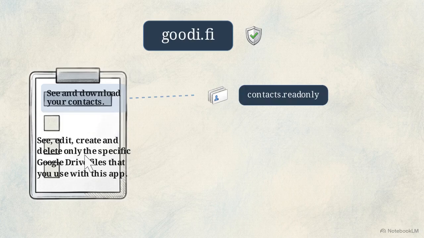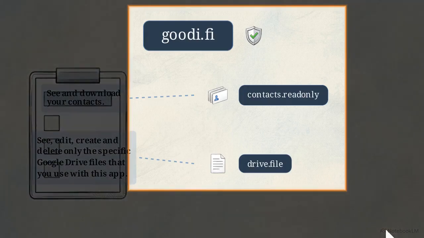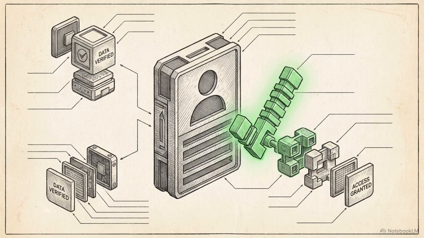The second permission reads, "See, edit, create, and delete only the specific Google Drive files that you use with this app." This uses the drive.file scope, limiting access only to explicit file selections. This transparent consent interface serves as a rigid digital contract, restricting the application to these specific operational bounds.